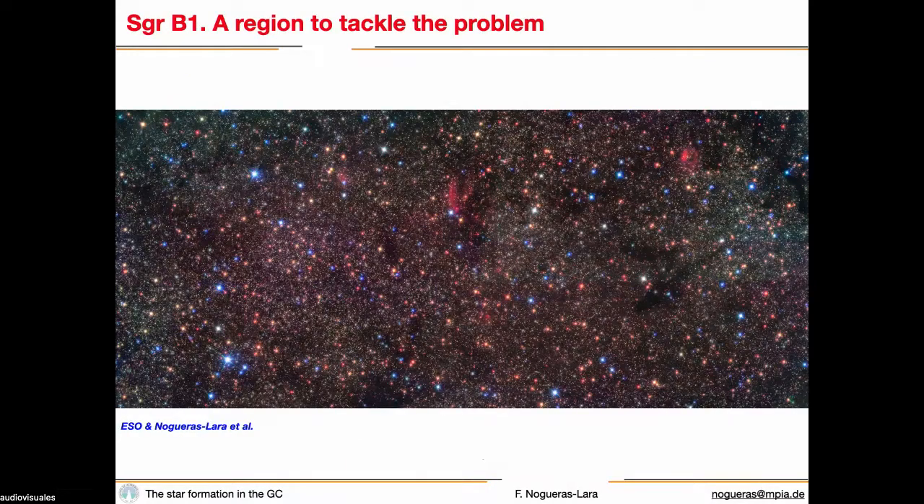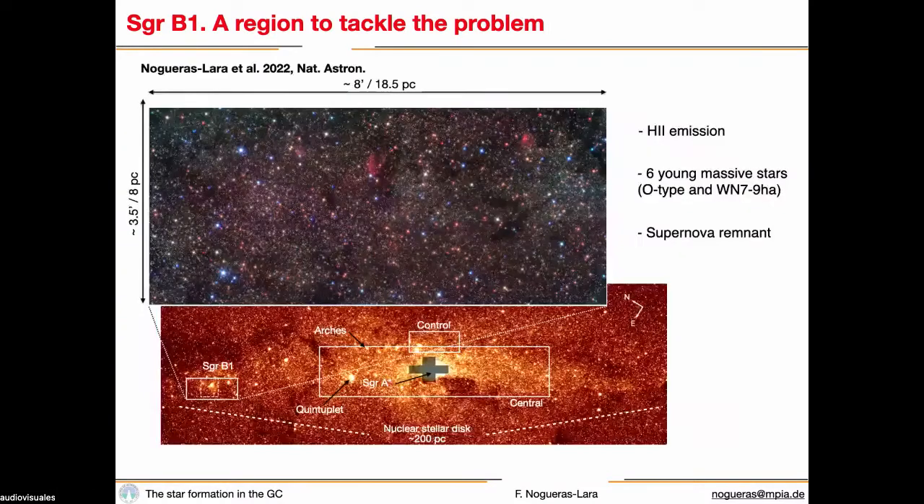So how to solve this problem? We need to find where these stars are. And we have a promising candidate here. It's the Sagittarius B1 region. So it's really a region to tackle the problem. As you can see, this is a galactic nucleus image from a press release that we got like 2 months ago. And you can see that this image is already quite impressive. So maybe something is happening here.